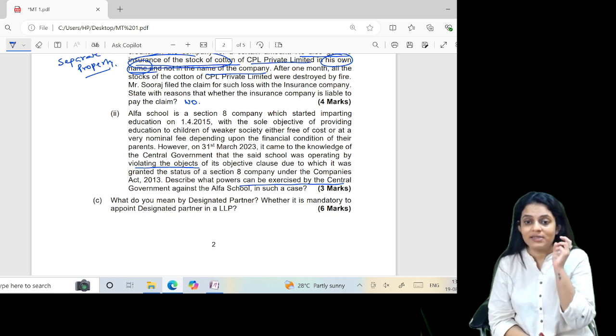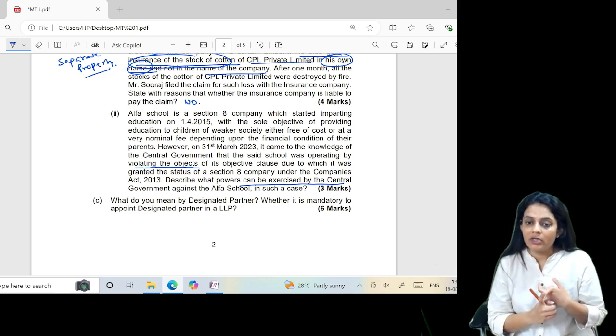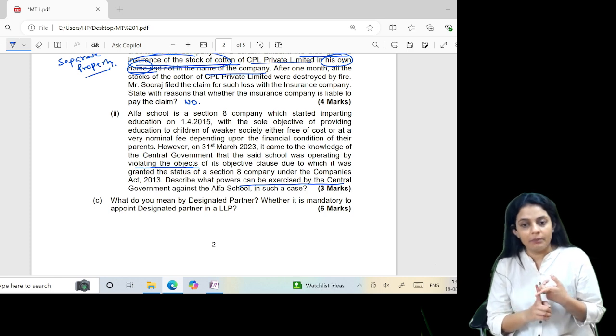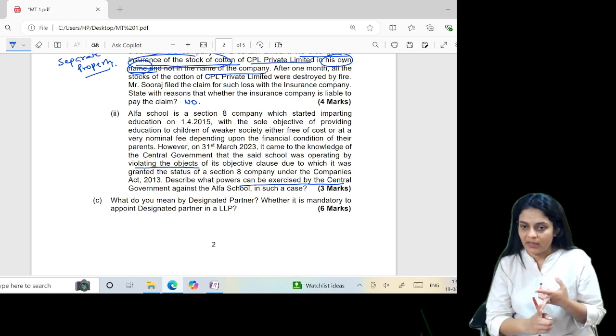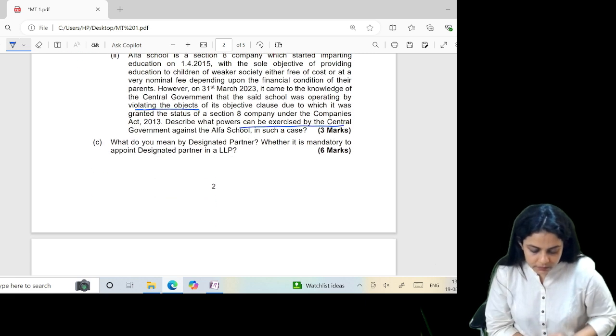And when they revoke the license, three things can happen. They can either order the company to convert into a private or a public company. They can order for amalgamation or for winding up.